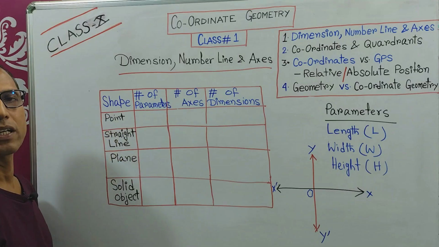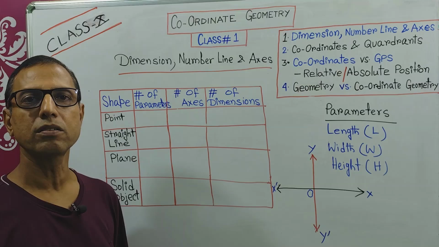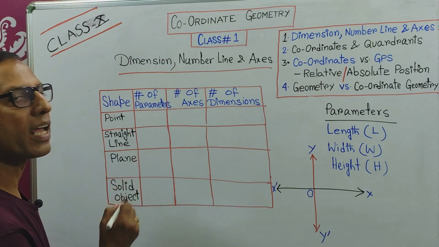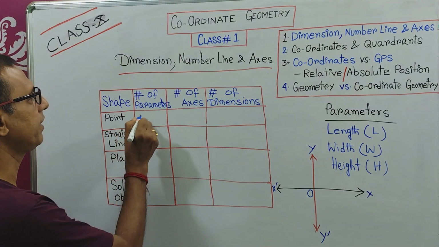So let's say there is a point. Does a point have any of these three parameters, length, width or height? No. So a point doesn't have any parameters. The number of parameters for a point is 0.